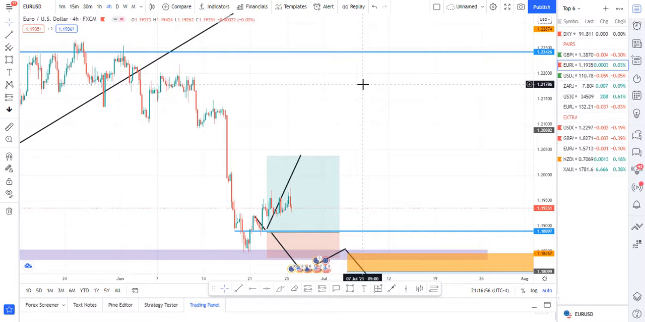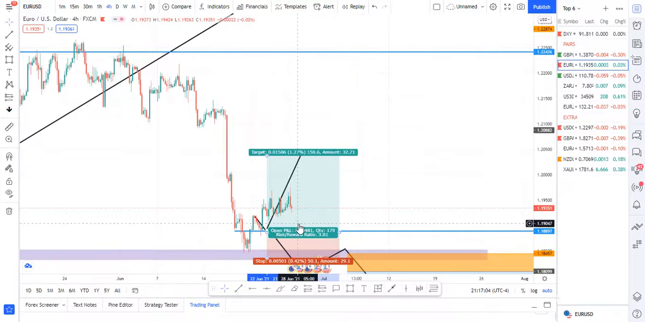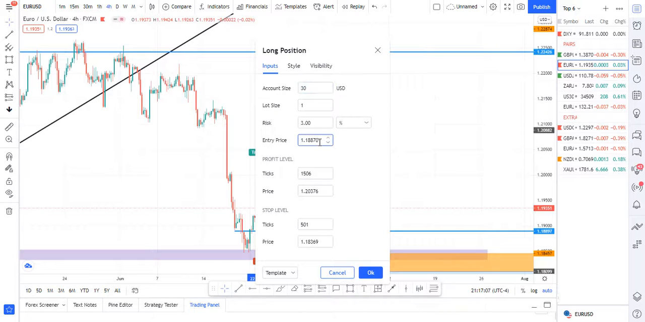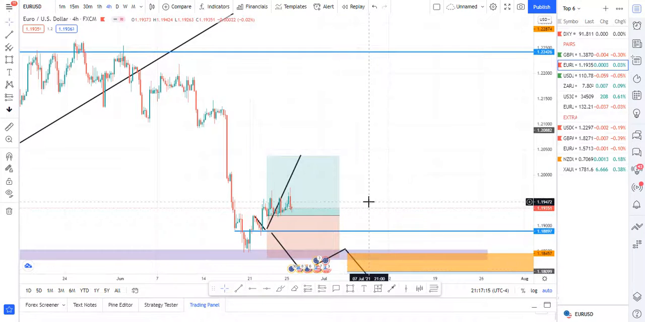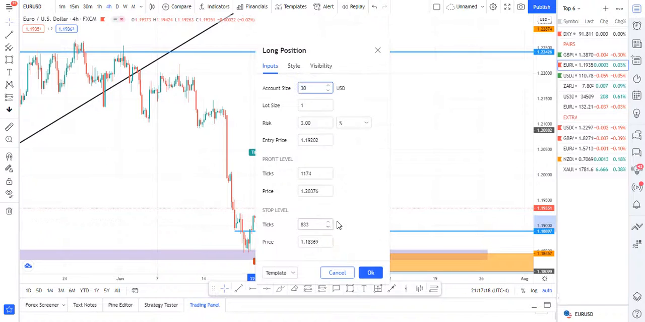I'm even going to show you guys here. I exited the trade recently. Euro 19202. And then see where the stop loss was. Stop loss 19384.